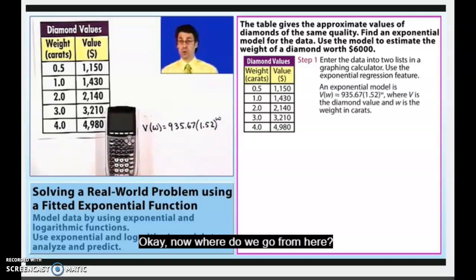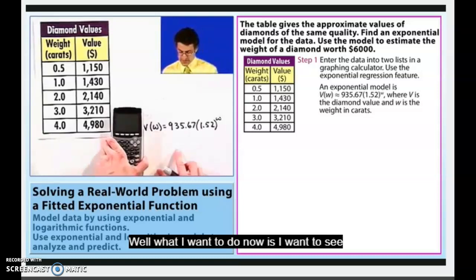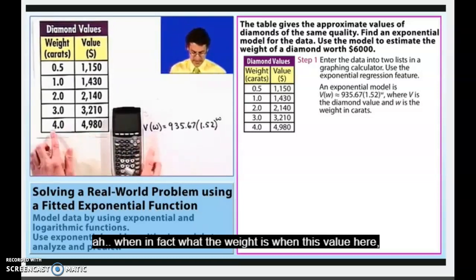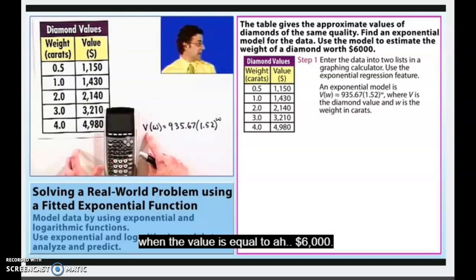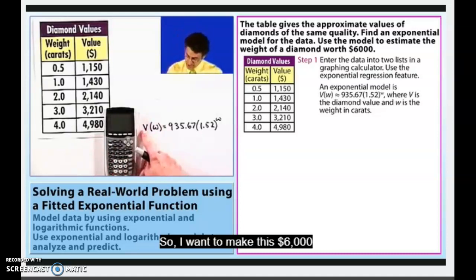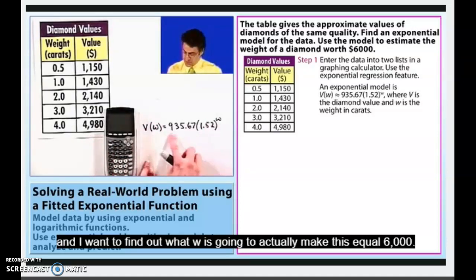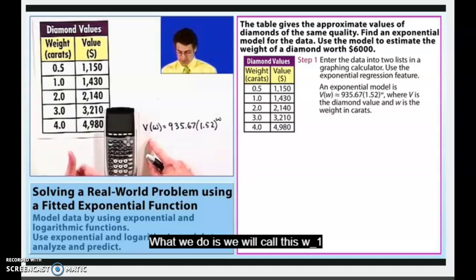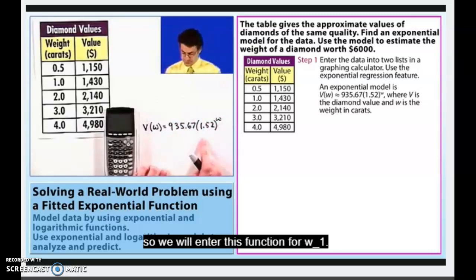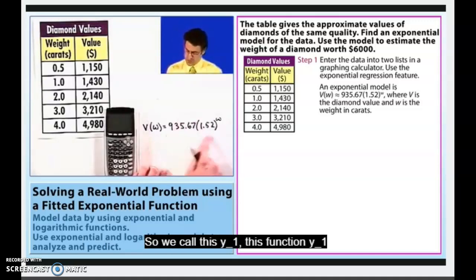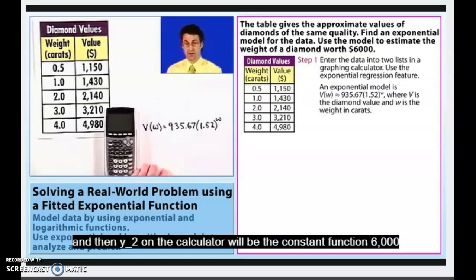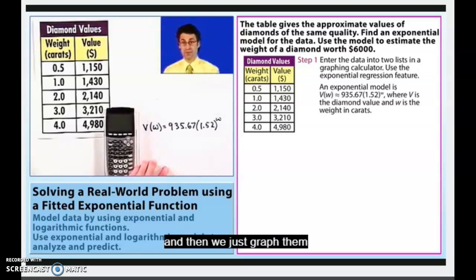Okay, now, where do we go from here? Well, what I want to do now is see what the weight is when the value is equal to $6,000. So I want to make this $6,000, and I want to find out what W is going to make this equal 6,000. So we've seen this before. We'll enter this function as Y1, and then Y2 on the calculator will be the constant function 6,000. And then we just graph them, and we look for the intersection.